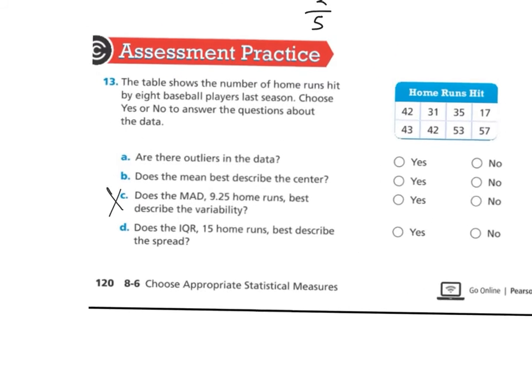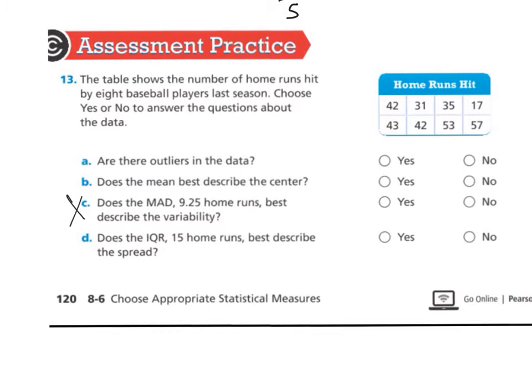And if we look at number 13, we have a table that shows the number of home runs hit by 8 baseball players. So first of all, they're asking if there are outliers. So we look at this pretty quickly. That 17 sticks out, so we'd say yes. In this case, the outlier is on the low end. 17 is quite a bit lower than the other numbers.